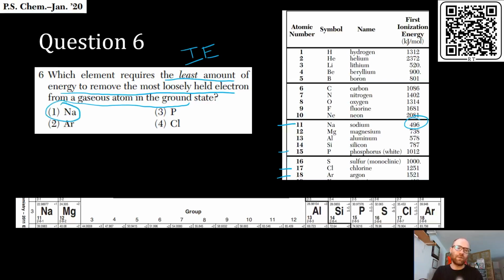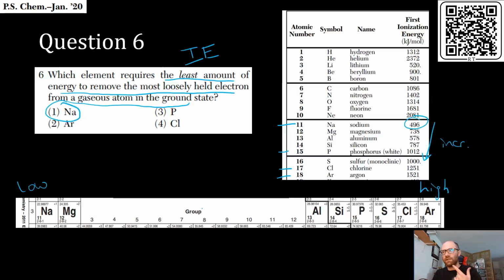Our answer is sodium. Now, if you want to think about this another way, the periodic table does give you a lot of information. If you notice, all 4 of these elements are in period 3, which I've copied below, and the ionization energy seems to go up as you go from left to right. So this is high, and this is low. In this case, a low number is a least amount of energy. So another way to look at this would be to say which element is found on the left side of its period.